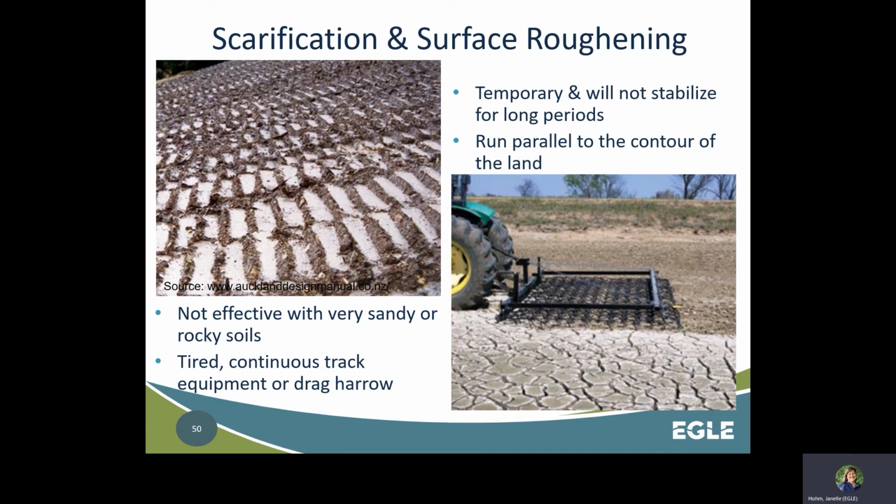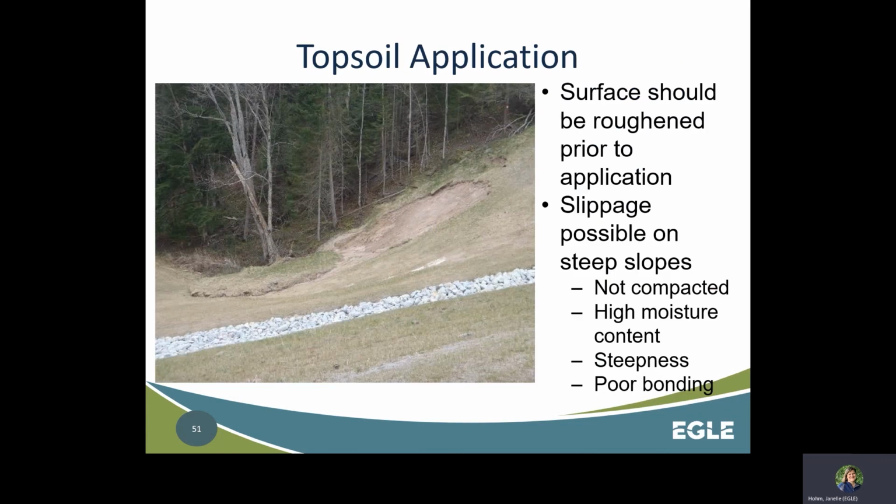Surface roughening is recommended prior to the placement of topsoil in order to improve the bond between the soil layers. Soil slippage is a possibility when topsoiling steep slopes. Three factors contribute to this problem. The first factor is high moisture content.